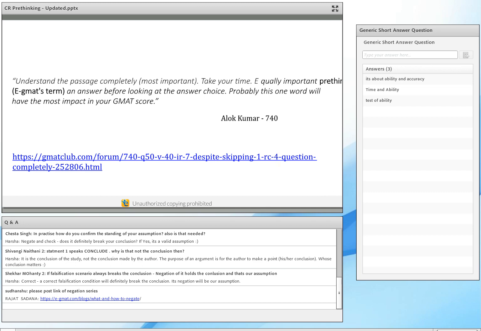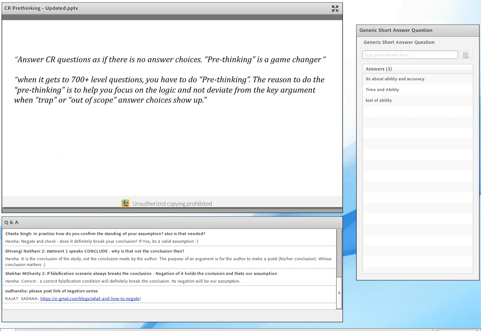Here's a guy who skipped one RC passage and scored 740, by the way, just to validate what I was talking about. There's another guy who said, answer CR questions as if there are no answer choices. Pre-thinking is a game changer. Now, this guy scored 700 in his first attempt.